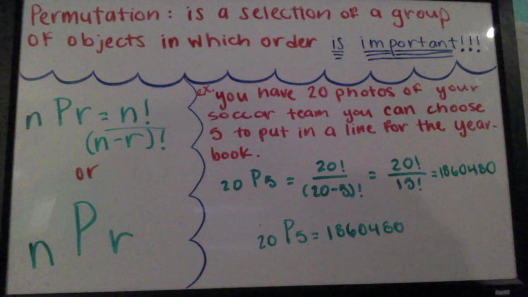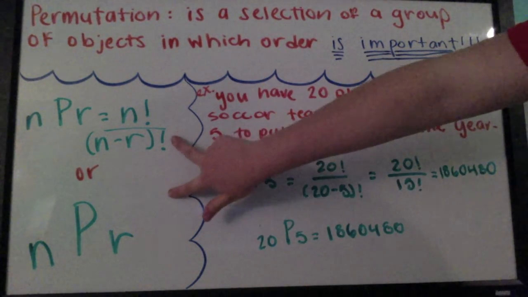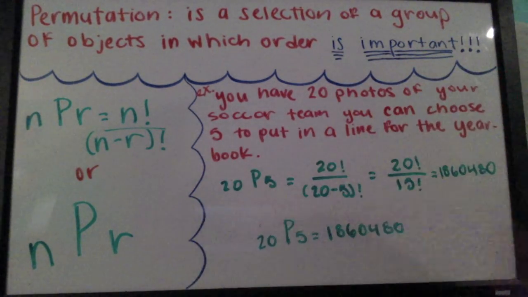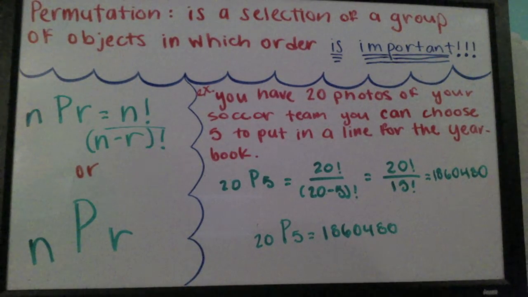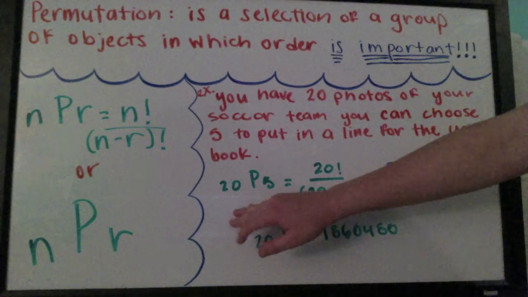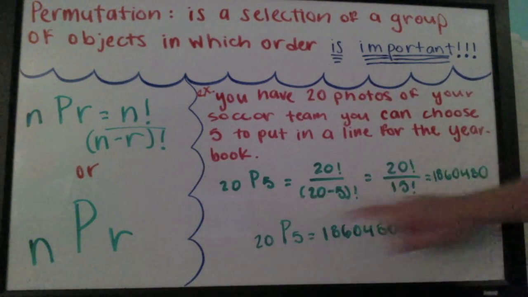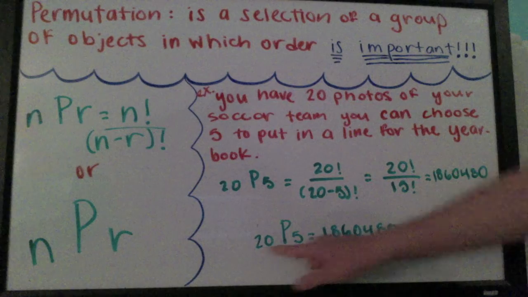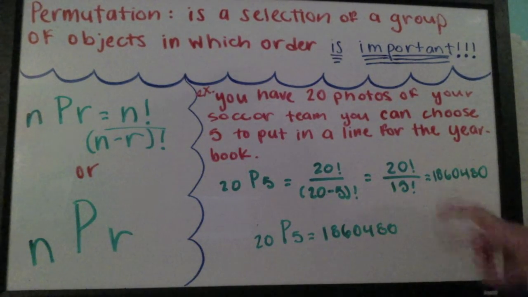Permutation is a selection of a group of objects in which order is important. Now there are 2 formulas you can use. This one you need to work out. This one you can just simply type into the calculator. You have 20 photos of your soccer team. You can choose 5 to put in a line for the yearbook. So this is the formula that was over here, and it's just worked out, and that gives you 1,860,480. Or you can simply type it into the calculator and get the same exact answer.